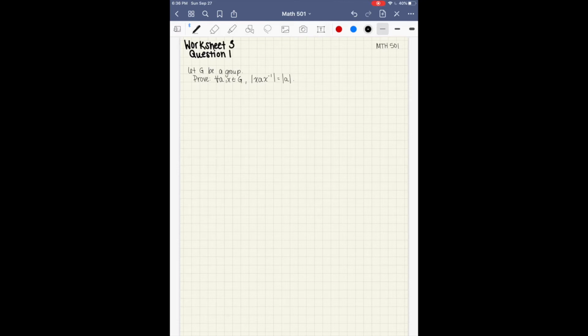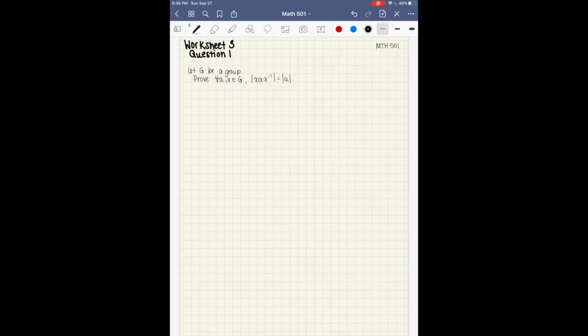For worksheet 3, I had question 1, which was: let G be a group, and I had to prove that for all elements A and X in G, the order of X, A, X inverse is equal to the order of element A.